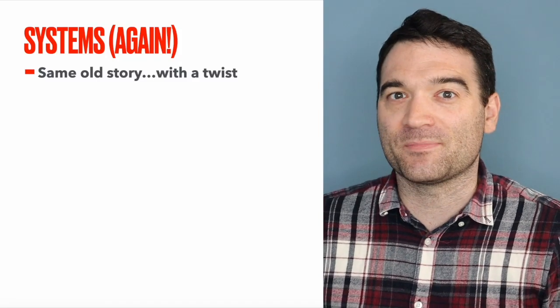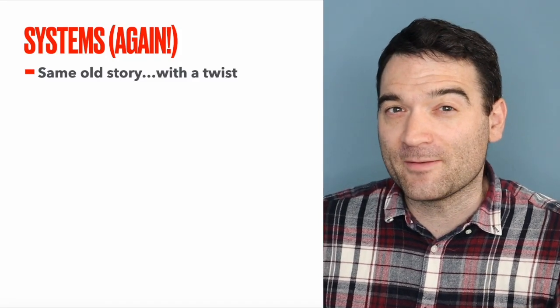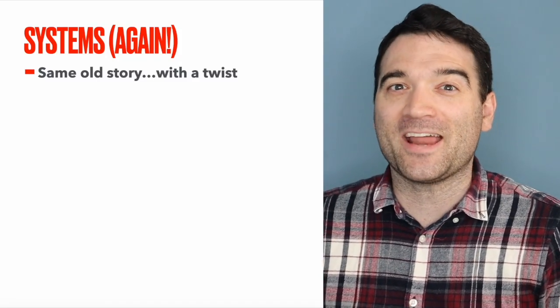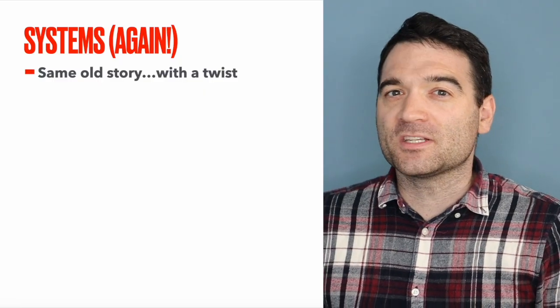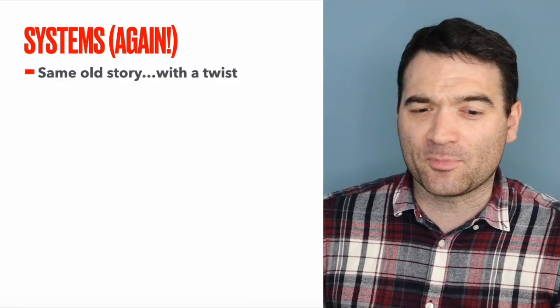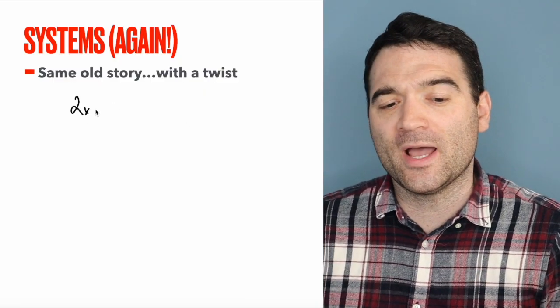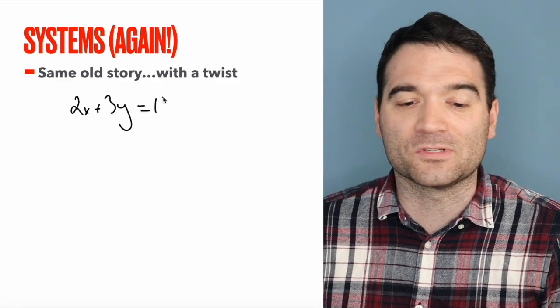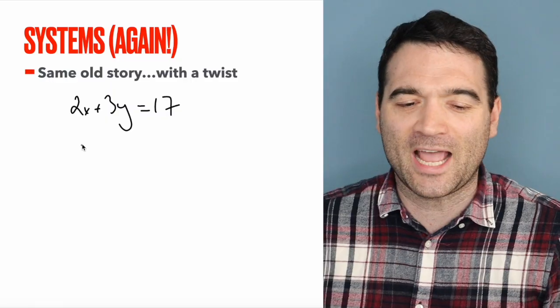Let's revisit a concept that we've already talked about, but this time with a little bit of a twist, and that is systems. Now, previously when we solved systems, we were always dealing with linear functions. So for example, it'd be something like 2x plus 3y equals 17. I'm just pulling these numbers out of a hat.